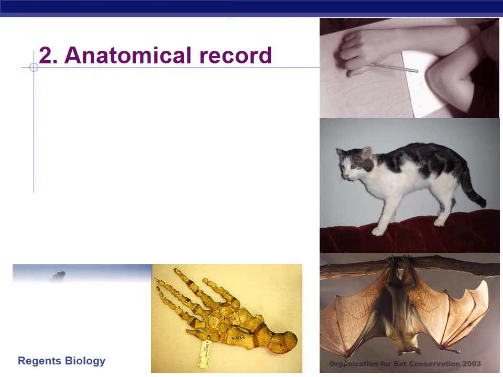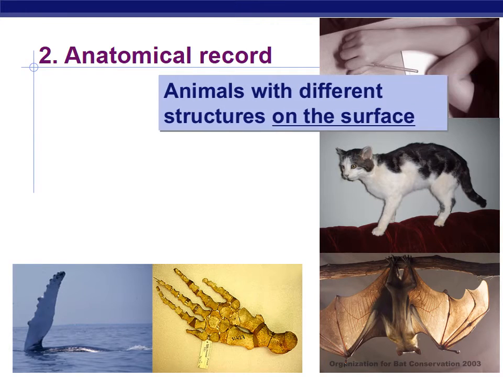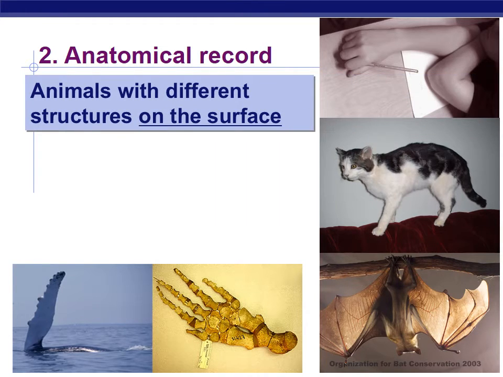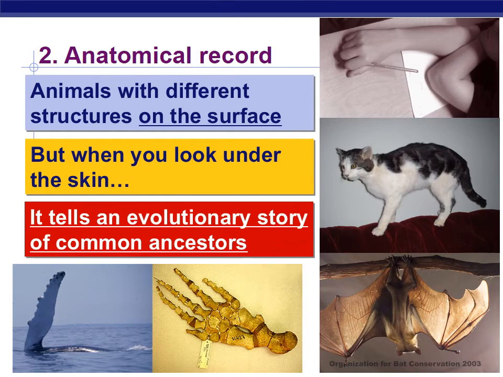The second source of evidence for evolution comes from the anatomical record, or the structures of an organism. So you can see that in each of these pictures, we have a different structure on the surface. So you have the human hand, the cat foot, the bat wing, the whale flipper. However, when you look under the skin of them, it tells us that we actually came from a common ancestor.